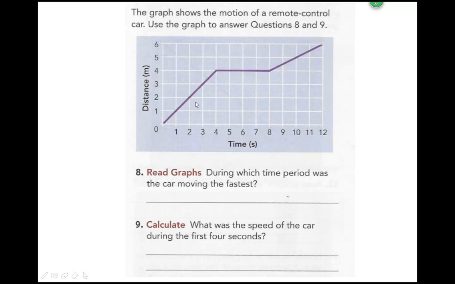What was the speed of the car during the first 4 seconds? So we calculated that's 4 over 4, so that's 1 meter per second. And how about in between 4 and 8? It did not have a rise, but it has a run of 4. So the rise is 0, and the run is 4. So 0 over 4 is 0, right? So it didn't move at all? No, it did not move in between 4 seconds and 8 seconds.